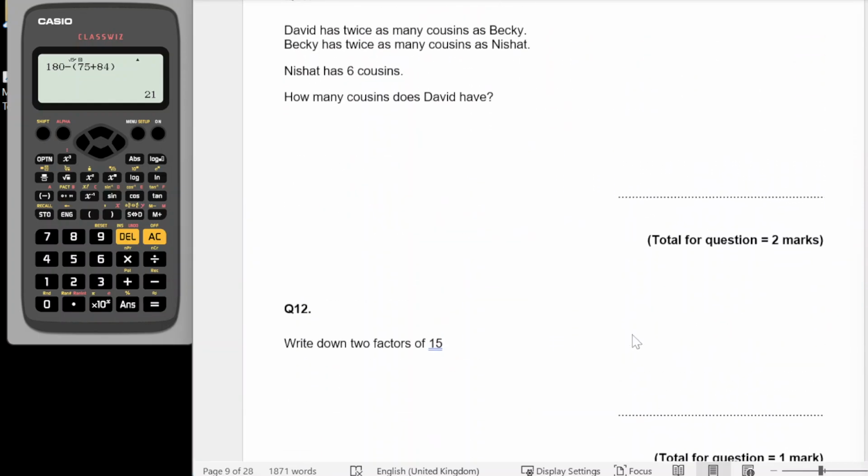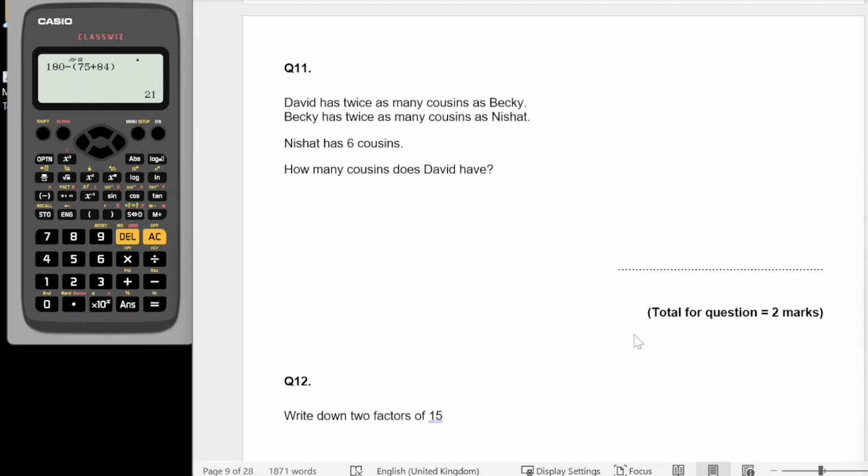Okay, and question 11, we're looking at David has twice as many cousins as Becky. Becky has twice as many cousins as Nisha. Nisha has 6 cousins. How many cousins does David have? So I'm going to look at it like this. I'm going to go D, B, and N. And then the information, Nisha has 6 cousins.